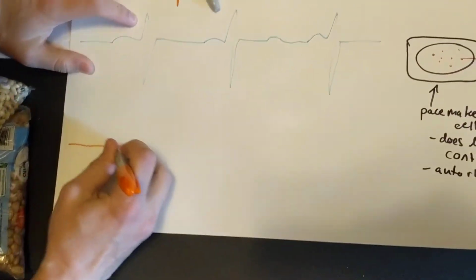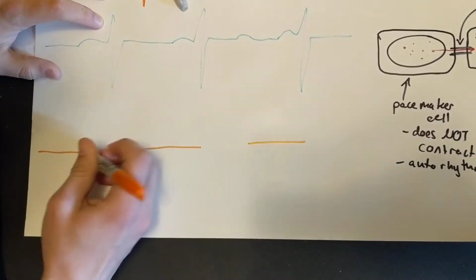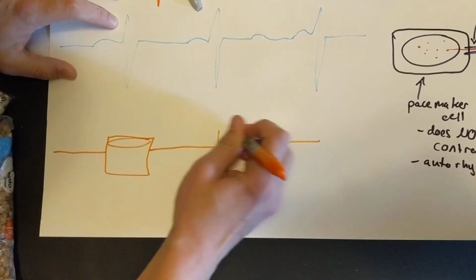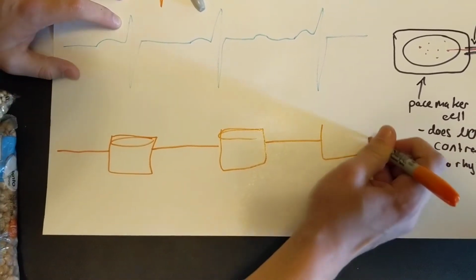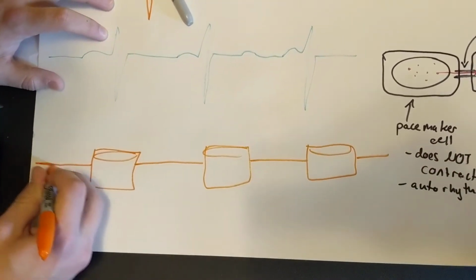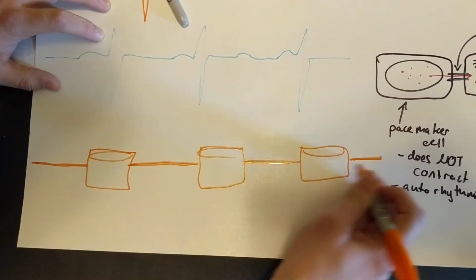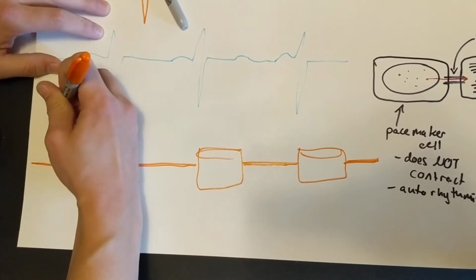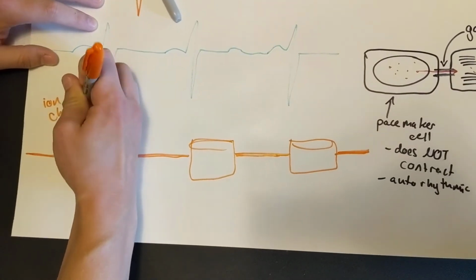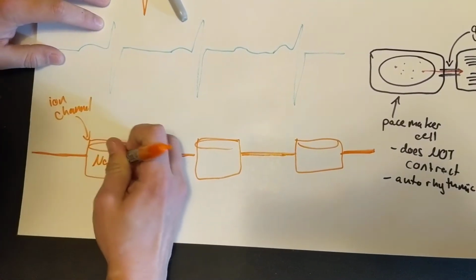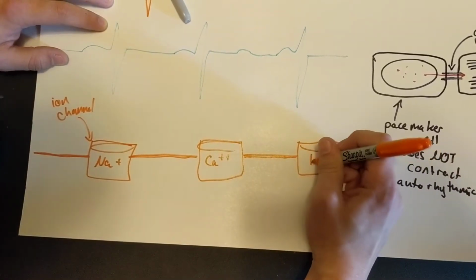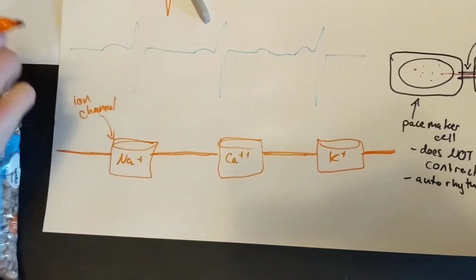So in your cell, in all of your cells, you have your cell membrane, and you have tunnels for ions to pass through. Ion channels. So this is like an ion channel, and let's say it's for sodium, and this one is for calcium, and this one is for potassium.